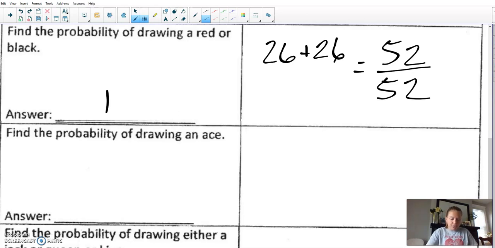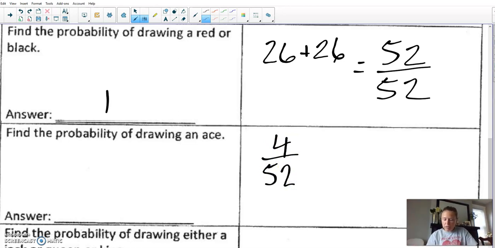All right, find the probability of drawing an ace. Well, like we said before, how many of each card are there? I'm looking at the deck of cards right in front of me, which I'm at an advantage, obviously, but I know that I only have 4 of each card. So that is 4 aces out of 52 cards.